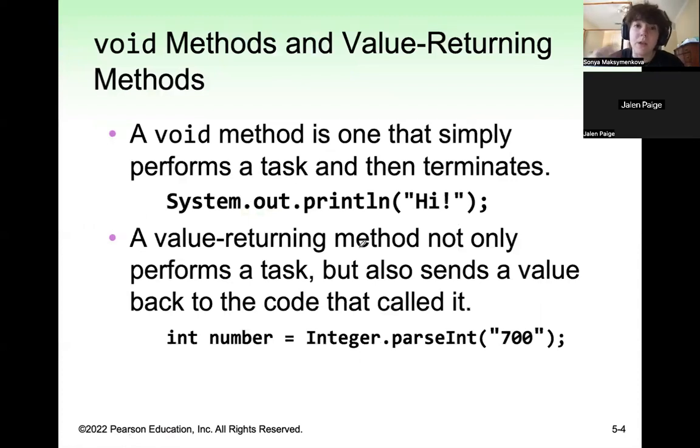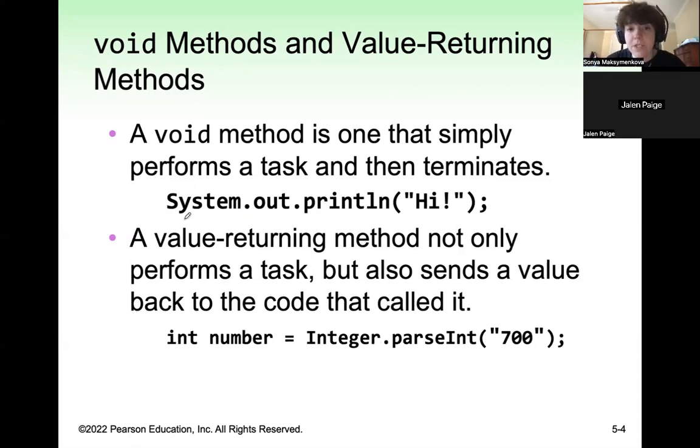Now, there are two different method types. The first one is void and the second one is value returning method. What that means is the void method is just going to perform some sort of task for you and it's going to terminate. It's not going to return anything back to you. It's just going to do something and stop existing within your run, kind of. The value returning method is going to return something back to you. So it's going to perform a certain task, and then it's going to send a value back to your code where you called that method.